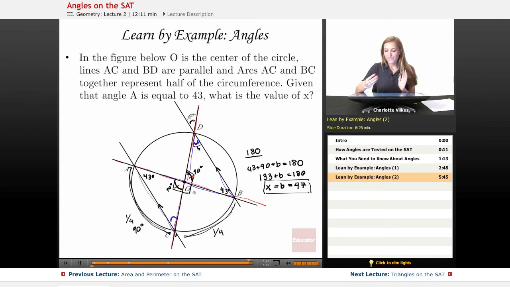So definitely continue to look at angle questions, but know that they are going to be relatively easy on the SAT, so you should just have fun with them.